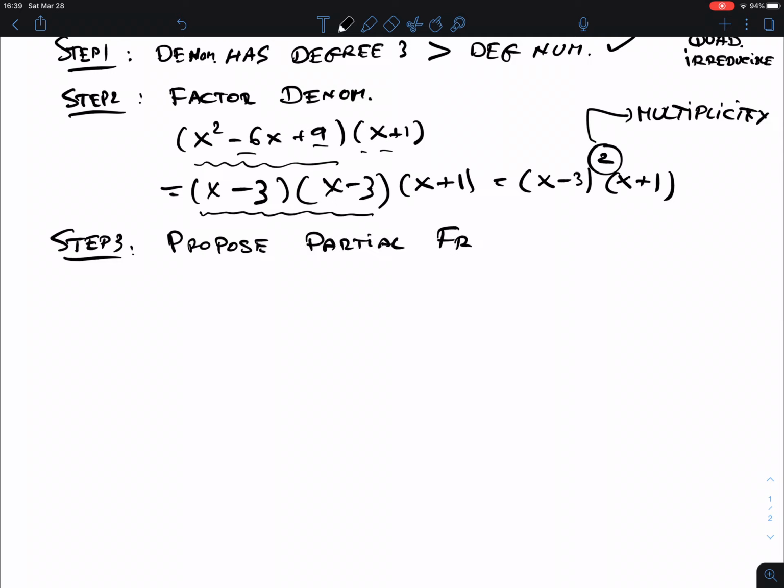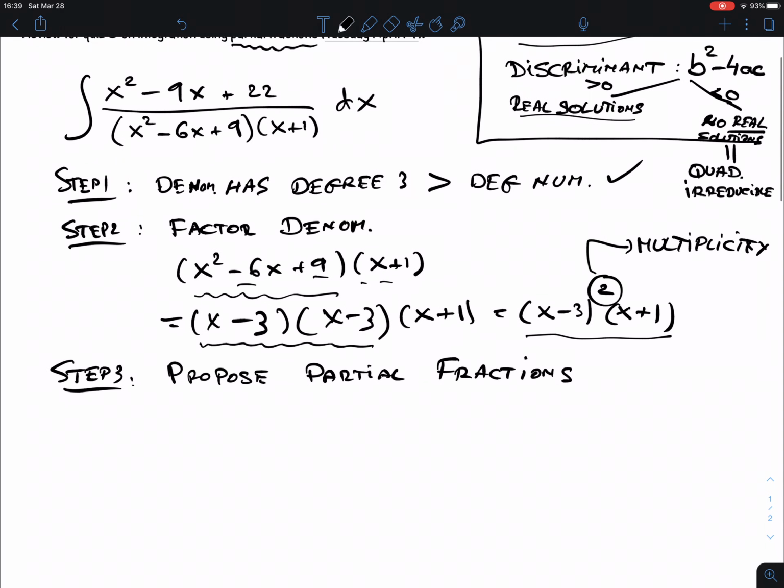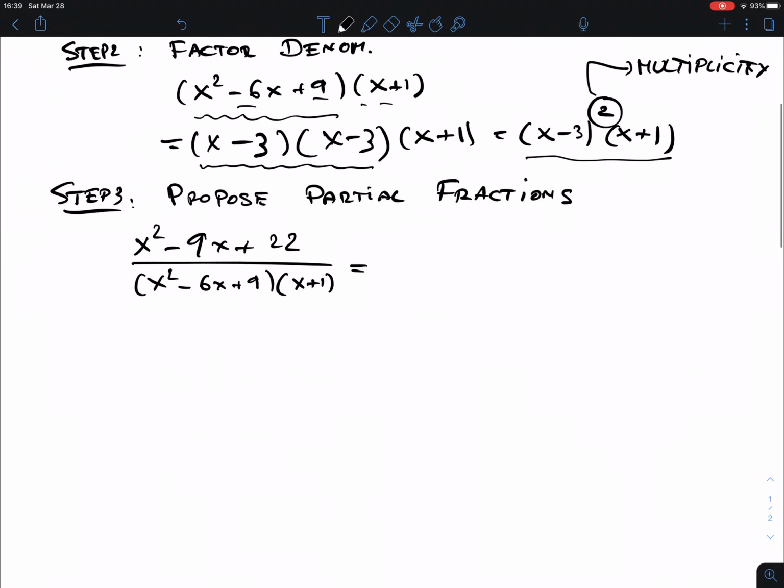And the way that this works is the general theory says if you have factored it this way, then you know that the original fraction, let me copy the original fraction, x squared minus 9x plus 22 over x squared minus 6x plus 9 times x plus 1 can be written as, well, let's see. Let's start with the factor with multiplicity 1. There's no power here, so that is multiplicity 1. So that means it just goes in the denominator, and on top we get a letter.